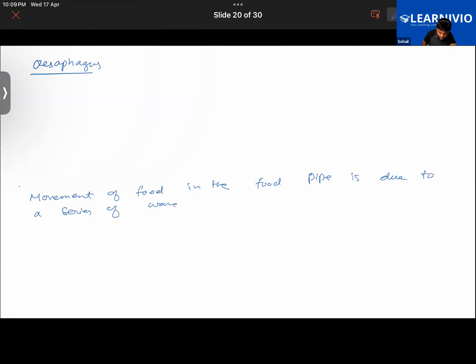So we did study about this esophagus. I will write a definition for it. You will be noting it down. Another thing is that a special kind of movement takes place in it. So movement of food in the food pipe is due to a series of wave-like movements called peristalsis movement. This is very important. Peristalsis movement.